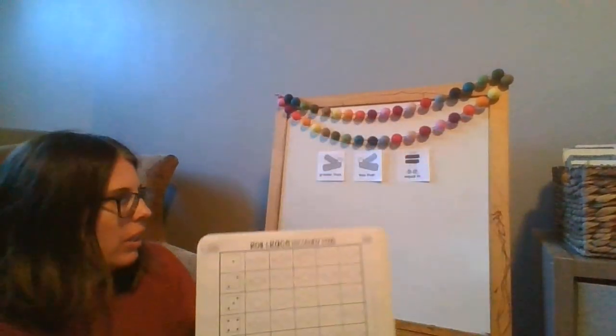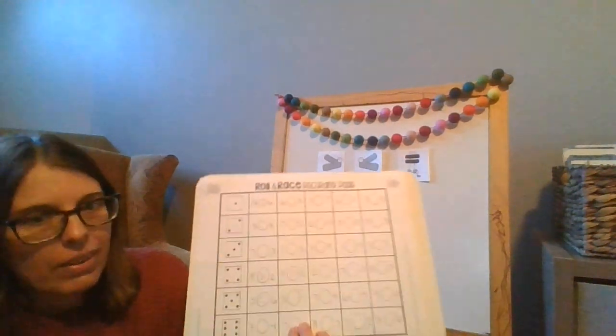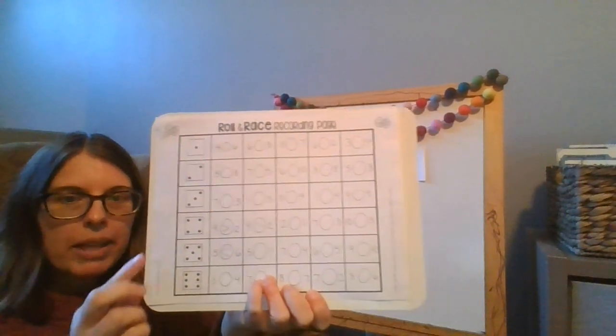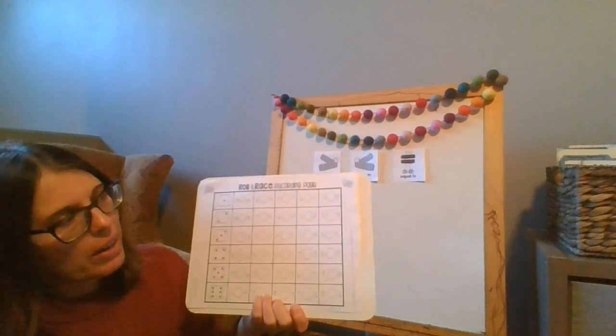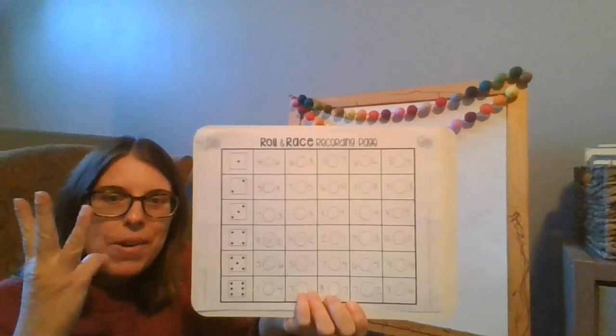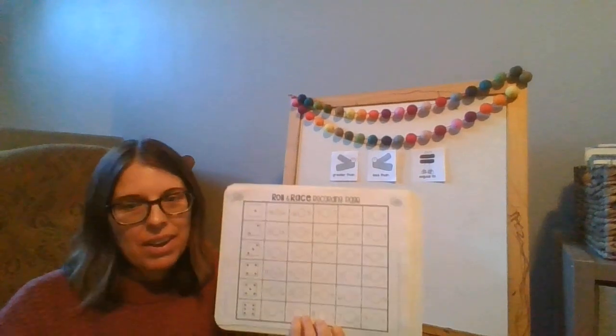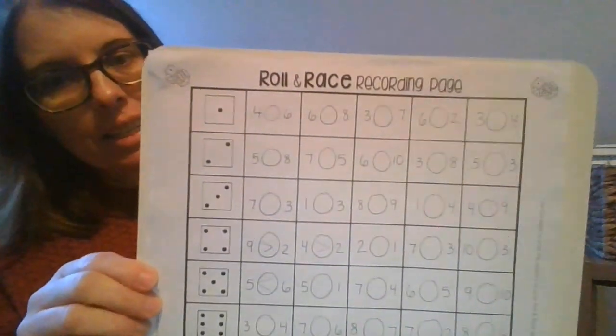Okay, so you're using these again, greater than, less than, or equal to. You're going to keep rolling and play until you have one row that comes in first place, then one row that comes in second place, and one row that comes in third place. So you want to have rows that come in first, second, and third. Does that make sense?